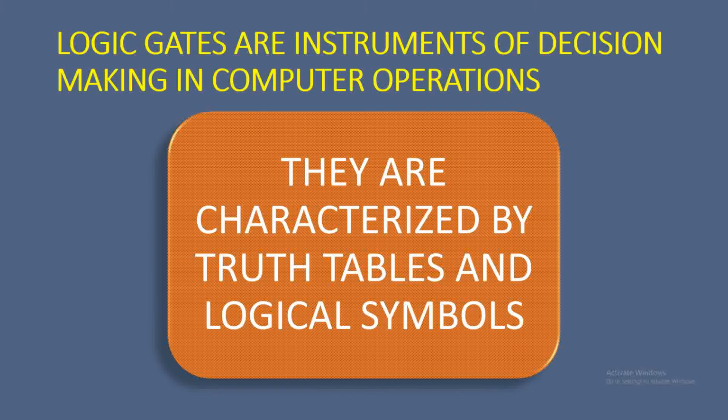Just know that this logic gate is characterized by two things. Number one is the logical symbols. Then the other one is the truth table. Please, I want you to repeat the two as I'm talking to you. The logical symbols and the truth table. The combination of the two constitutes what they call the logic gate.